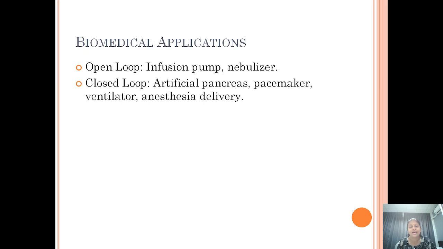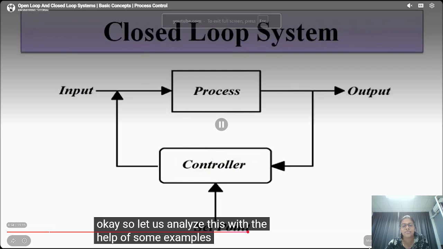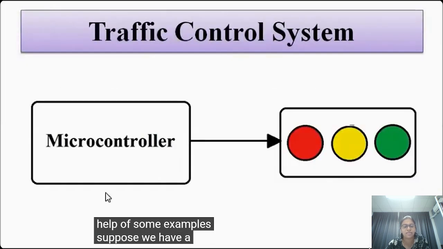Finally, let's summarize the key concepts discussed in the presentation. Open loop and closed loop control systems each have unique advantages and applications. Open loop systems are suitable for simple, low-cost operations, while closed loop systems are preferred in biomedical and industrial applications. Thank you. Let's analyze with some examples.